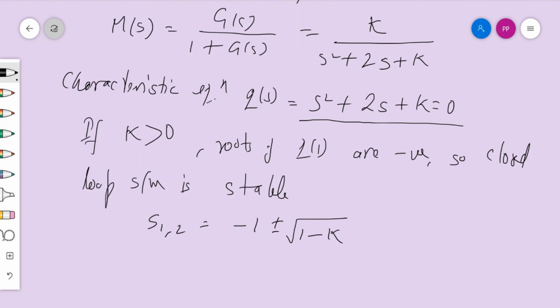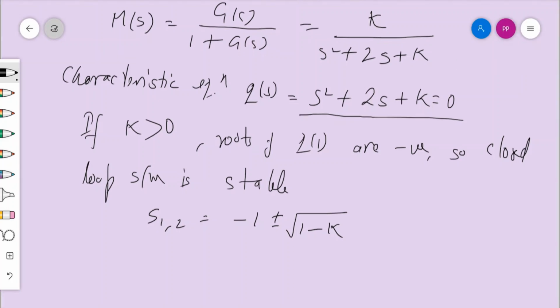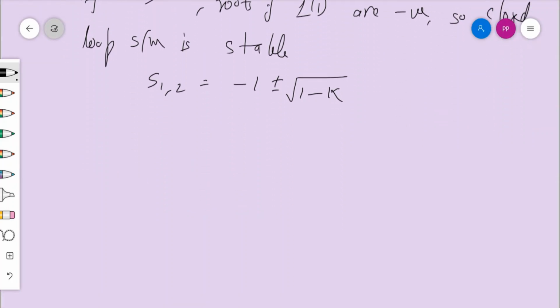So here let us start writing about the different range of values of k, so that it should be clear to us how the variation of k is impacting the roots and vice versa. So if k equals 0, what will happen?